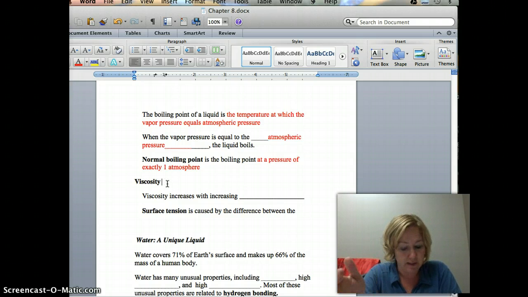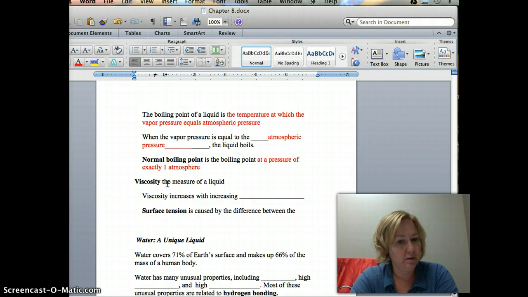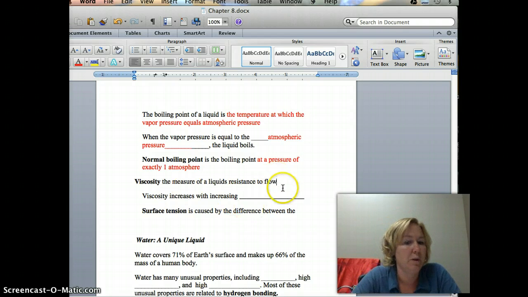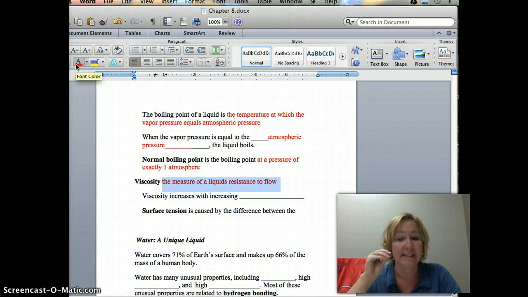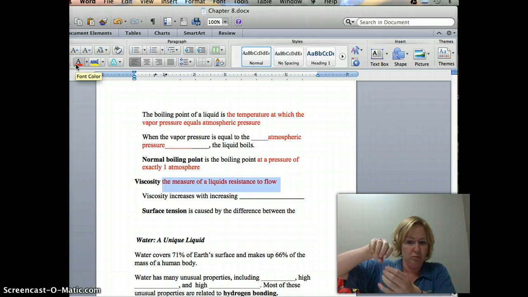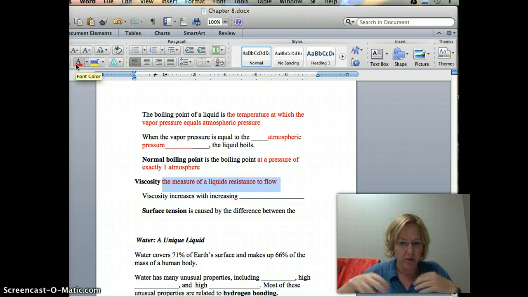Okay, viscosity, let's talk about that. The measure of a liquid's resistance to flow. So what does that mean? A viscous liquid, you've heard this used. It means it pours slow. It's like syrup or honey. Sometimes ketchup, where you're hitting the bottom of it trying to get it out. It's viscous. It's just the measure of a liquid's resistance to flow.